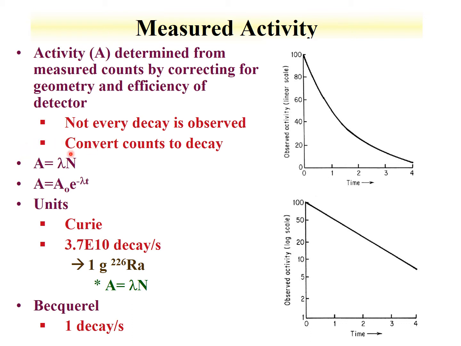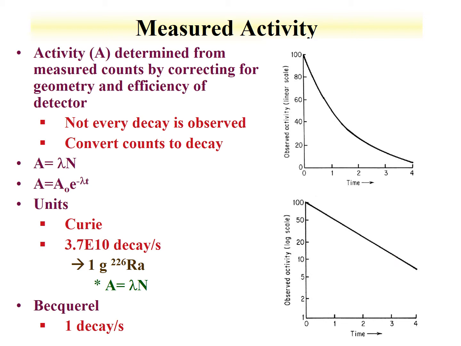Activity equals lambda n. Activity initial times e to the minus lambda t is equal to activity at a given time. So we have these relationships. And what we really need to do is, when we talk about the relationship between counts and activity, it's the detector efficiency. The general relationships that one could see are shown here. If we looked at activity as a function of time on a linear scale, we'd get this relationship, the log scale, so a semi-log graph, we get a nice linear relationship.